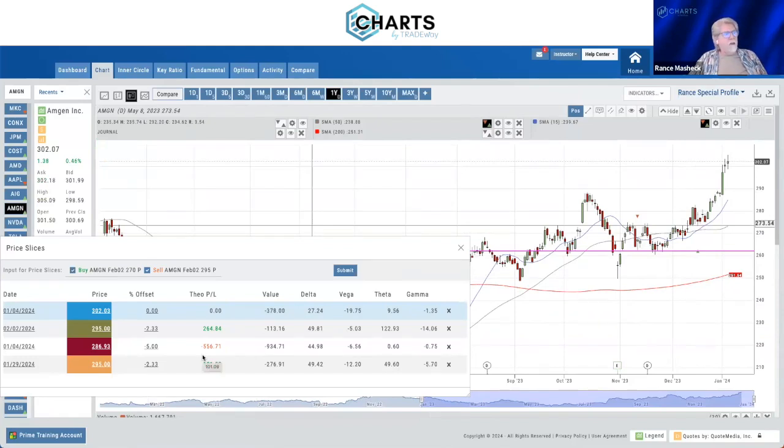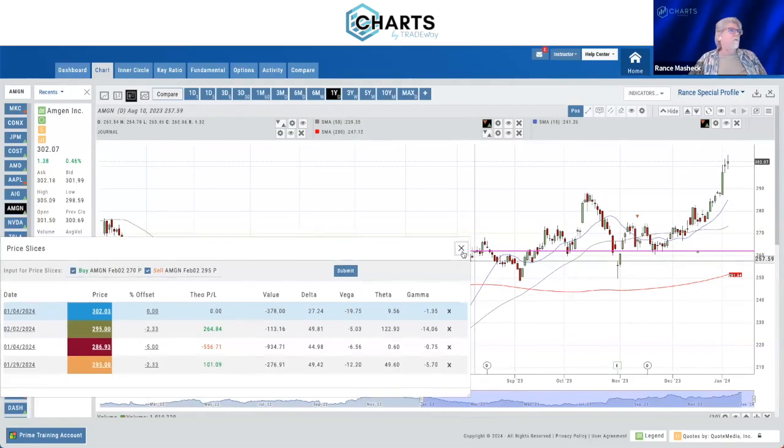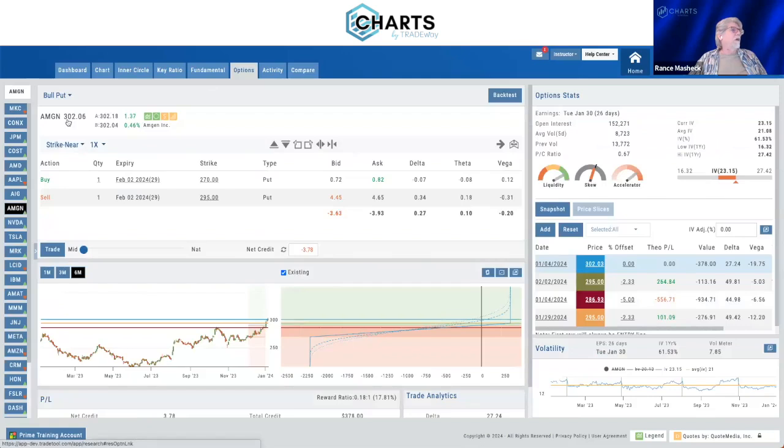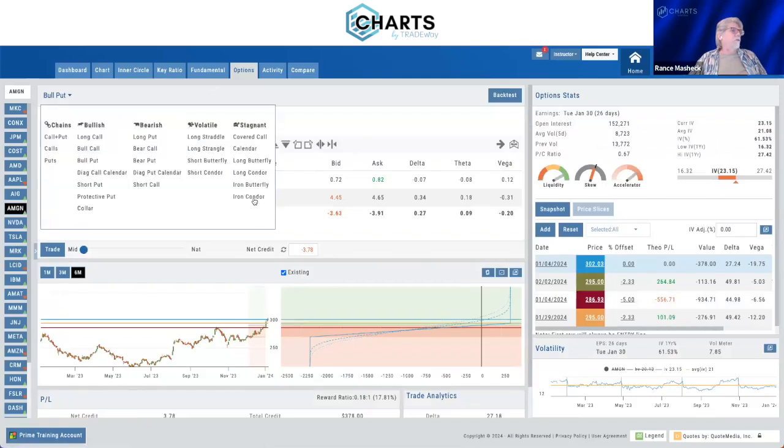The other thing that you can do here, and actually I'll even show it to you the right way. Let me go to a condor for a second.